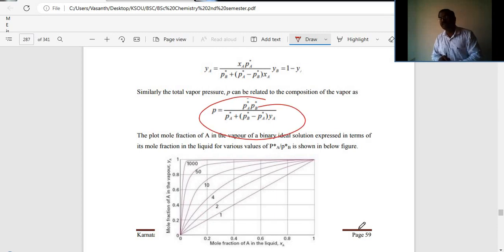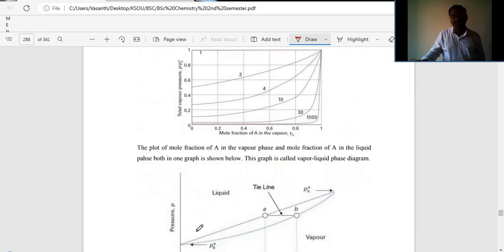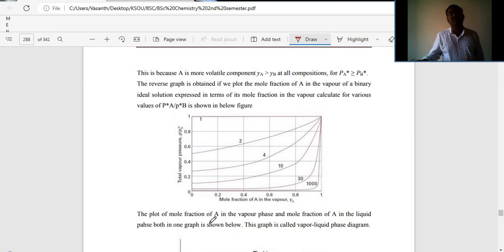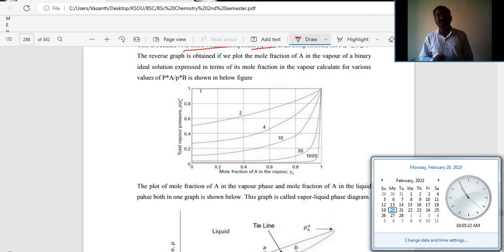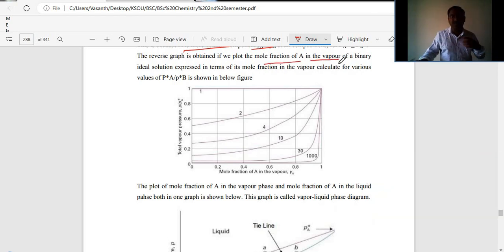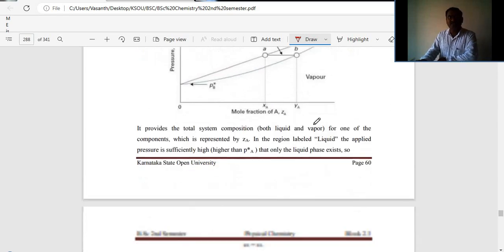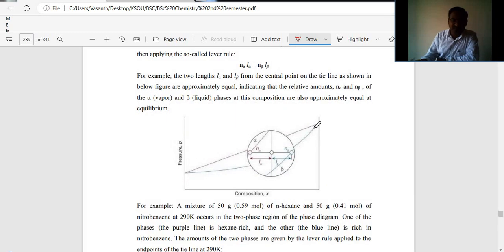Total vapor pressure P can be related to the composition of the vapor pressure. You have to write that. This is because A is the more volatile compound, volatile at all the compositions. The reverse graph is obtained if we plot the mole fractions of A in the vapor pressure of binary solutions. This is the graph for that vapor pressure.